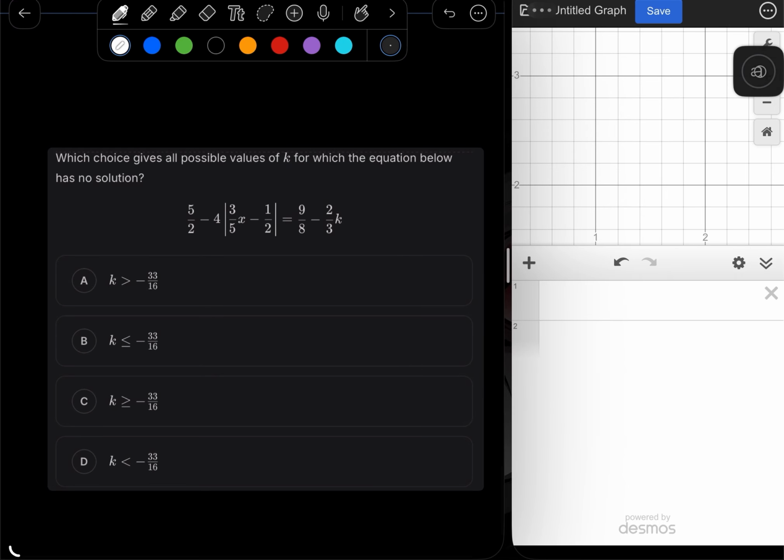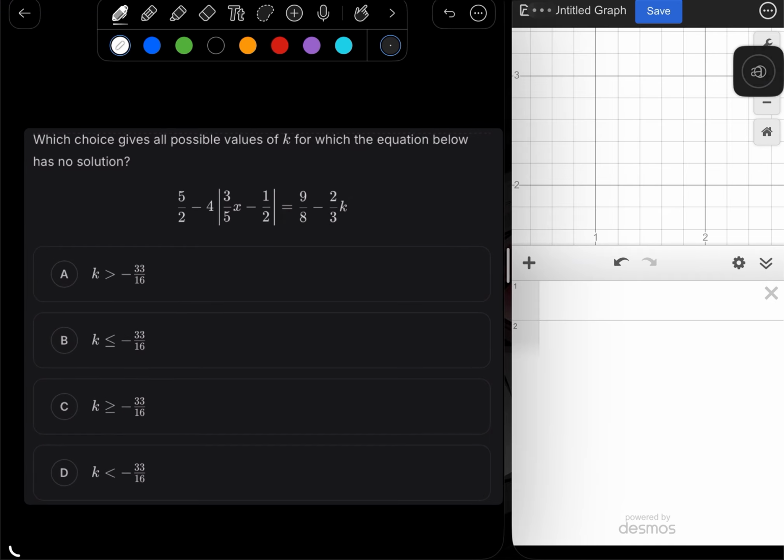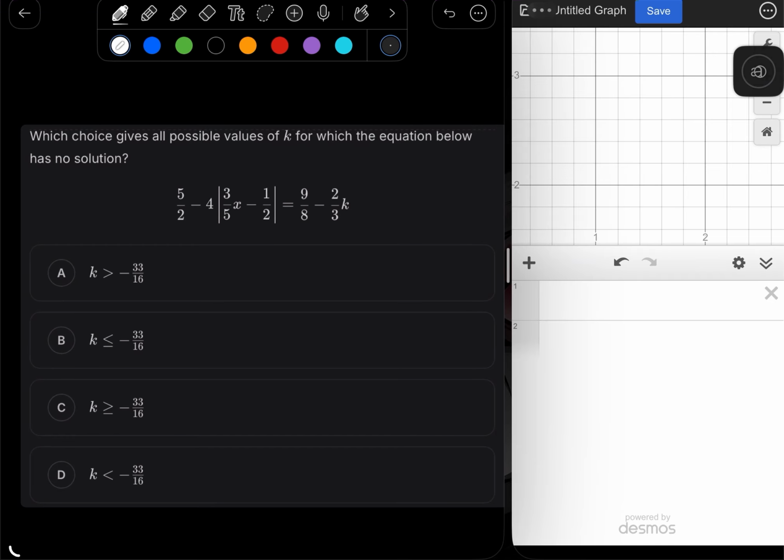Of course, give this problem a try yourself. Use Desmos, if you want to. But let's explain. Here, it's a pretty simple question. It's just asking us which of these four choices gives all possible values of k, which is this constant here, for which the equation has no solution.